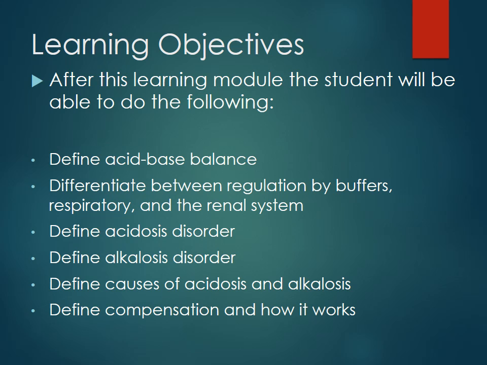So the first thing we're going to do is talk a little bit about learning objectives. I want to make sure that you can define exactly what an acid-base balance is, how to tell the difference between the regulations, the buffers, the respiratory system, and the renal system. Be able to identify or define what an acidotic disorder is, an alkalotic disorder. What are the causes of the acid-base disorders? And then here's the tricky part that everybody gets caught up on: how to recognize if compensation has happened and exactly how does it work.